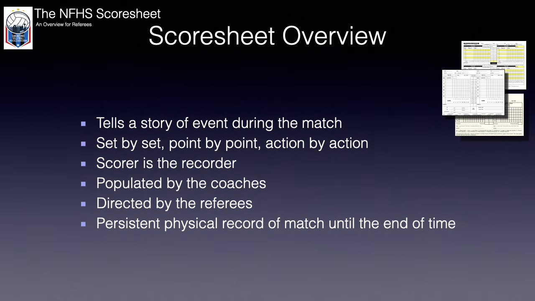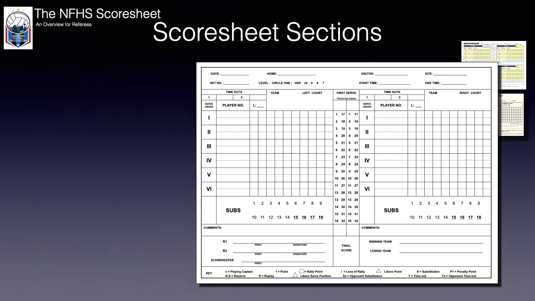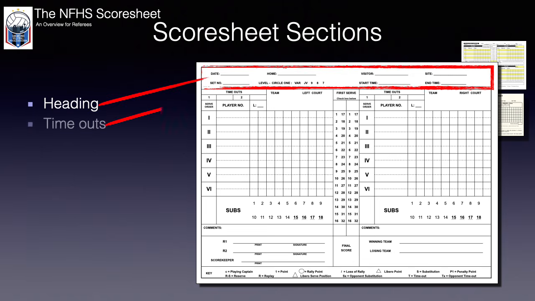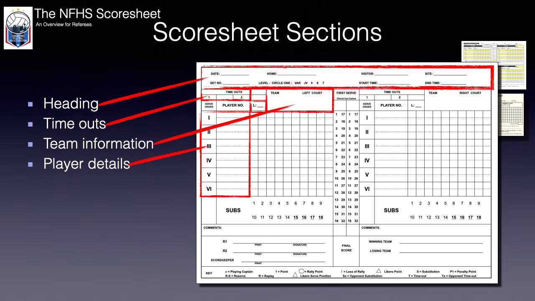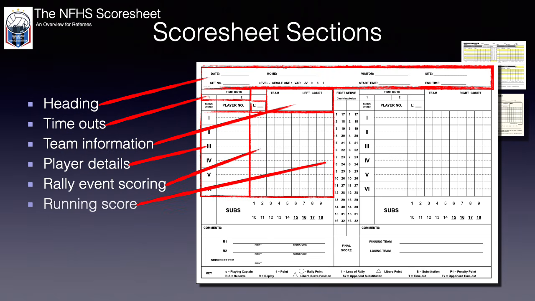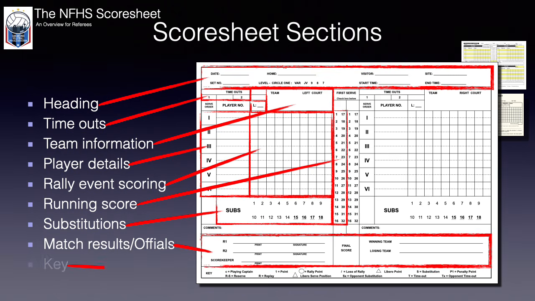In the future, no one will remember the match itself, but with the score sheet, the actions during the match can be reproduced. The result of each rally, each point, substitution, timeout, serve, and even each sanction. The score sheet is divided into several sections: the heading, timeouts, team information, player details, rally results, running score, substitutions, match results and officiating team, and a reference key.